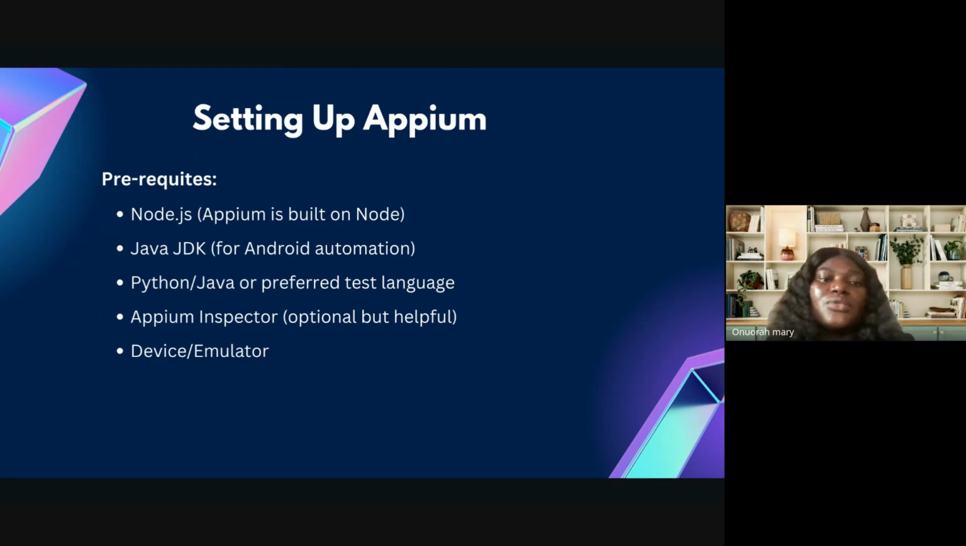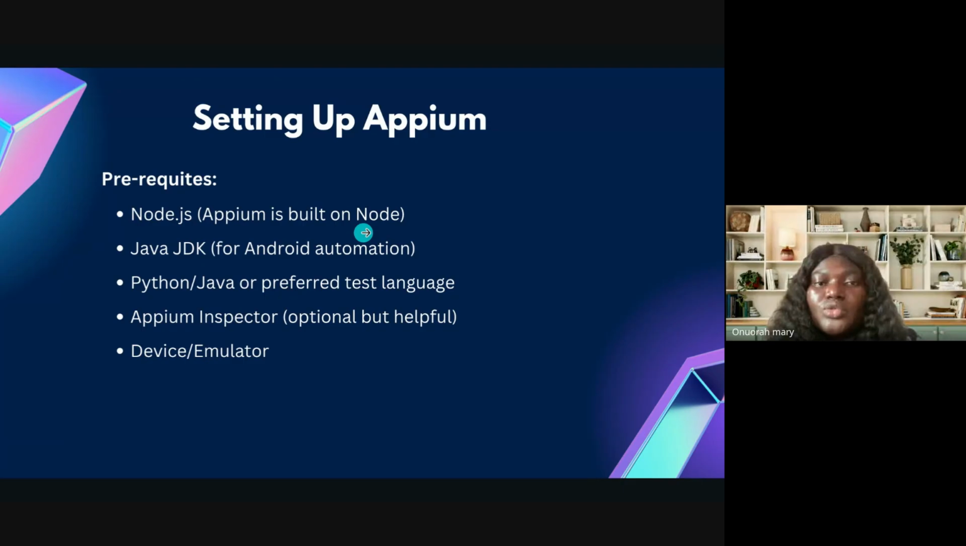Whichever one. For this class, we're going to be using Appium. I'm sorry, what did I say? Appium? Python, please. Then you would also need to install your Appium Inspector. This is also optional, but it is important. Then you would need your device, either your real device or your emulator. For this session, we're going to be using an emulator.